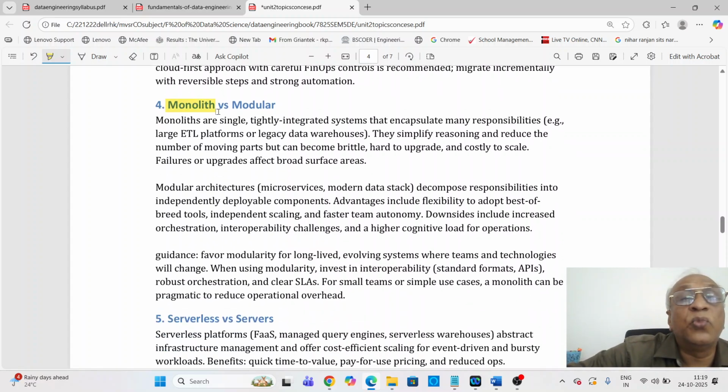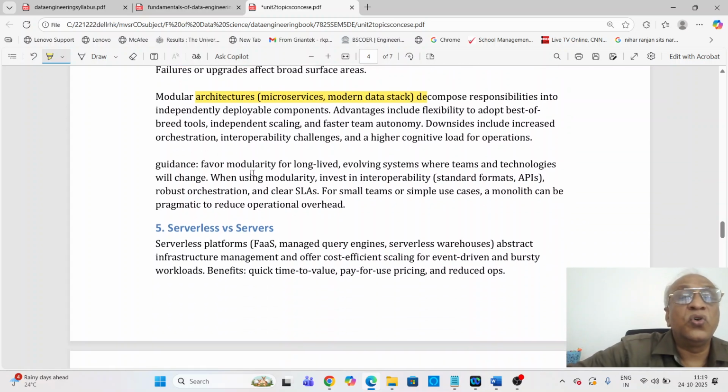So what is the difference between monolith and modular? Monolith means single, tightly integrated systems. For example, legacy data warehouse, large ETL platforms. Modular architectures means you'll be using a lot of microservices, modern data stacks, which will be decomposing responsibilities into independently deployable components. So you'll be favoring modularity for long-lived evolving systems where teams and technologies will change. So when you are using modularity, invest in APIs, standard formats, robust orchestration, clear SLAs.